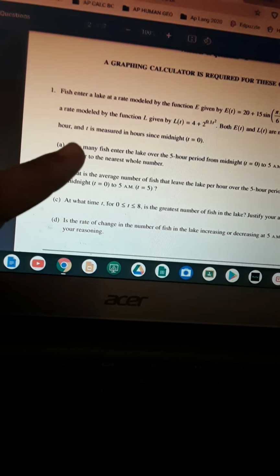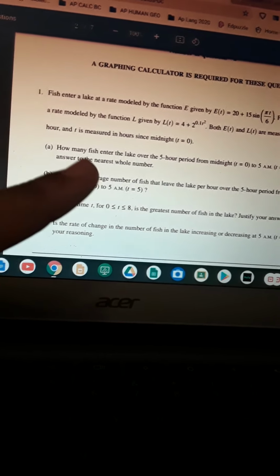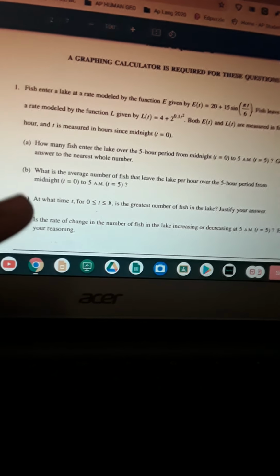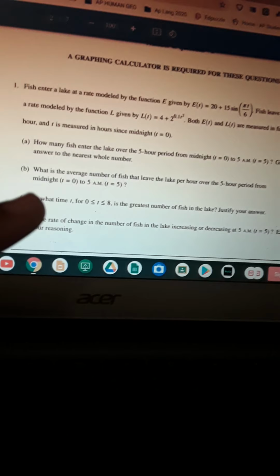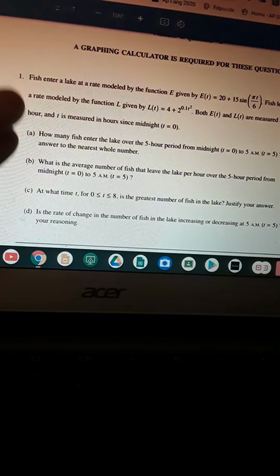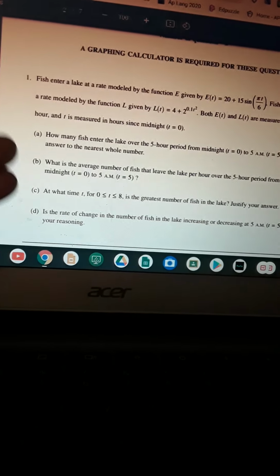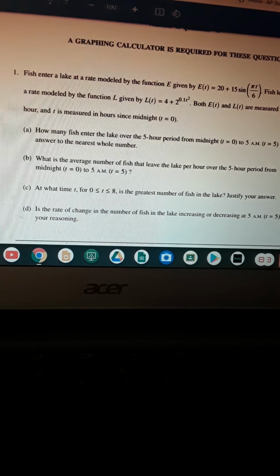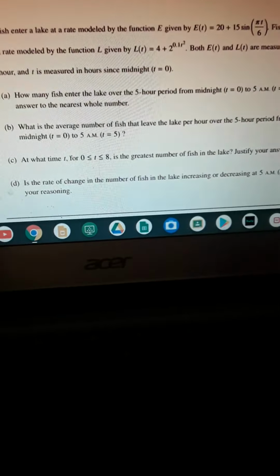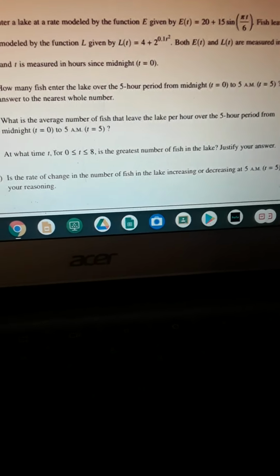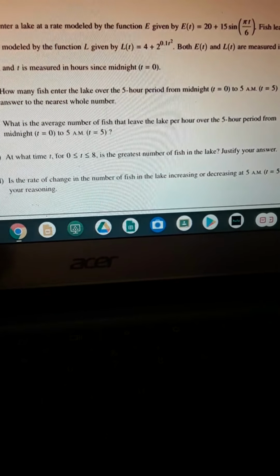How many fish enter the lake over the 5-hour period from midnight, t equals 0, to 5 a.m., t equals 5? Give your answer to the nearest whole number. So how many fish are entering the lake over the 5-hour period? Wouldn't it just be plugging 5 into the function? Well, no, it's not as simple as that.